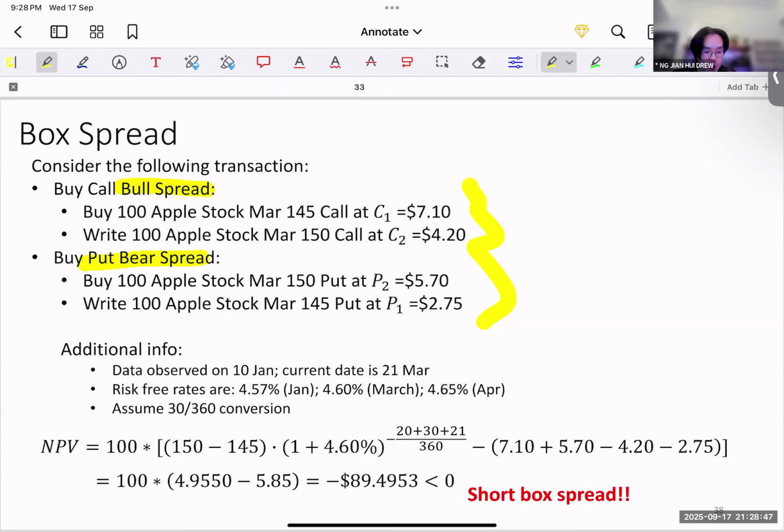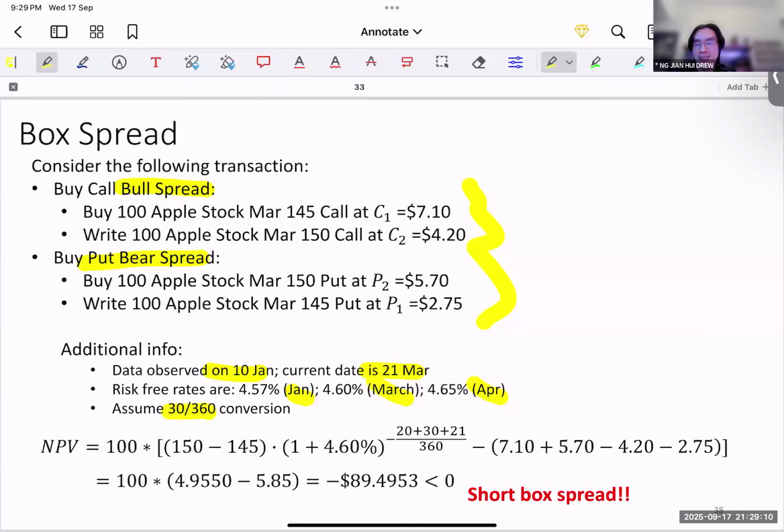Data observed on 10 Jan, current date is 21st March. We are given various risk-free rates in January, March, and April, right? A couple of risk-free rates that are available here. They say use the 30/360 convention, which is fine. Now, we want to calculate the NPV of our box spread, or basically what's our profit, right?